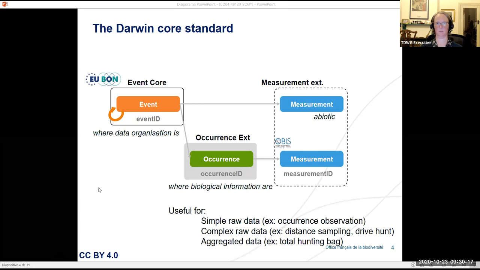Yes. Okay. So if we check what we are able to do with the Darwin Core Standard, we have three main elements. The event core, introduced by the EU bond, which presents the events. One particularity of this core is that we can nest events in each other. We have the occurrence extension, which was the base of the Darwin Core for all the biological information. And we have the measurement extension to record measurements of the event or of the occurrence itself, which is a new element that has been introduced by OBIS. So it's very useful for simple raw data like occurrence observations, but also for complex raw data like distance sampling, drive runs, or even for aggregated data like the total hunting bag per country or per zone of interest.